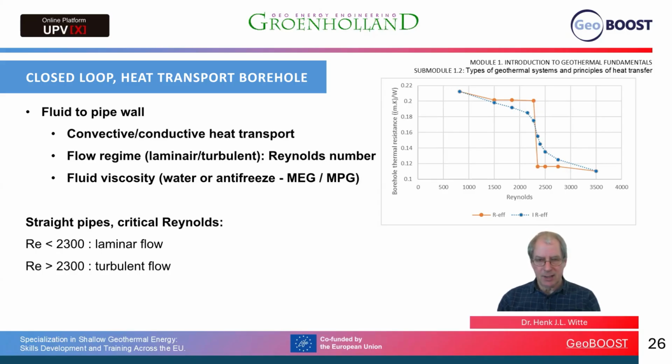You can imagine that the pipes, for instance, are never fully straight. They move around in the borehole a little bit, causing already turbulent puffs in the pipes at lower Reynolds numbers. So this is something to be aware of in your design, that you're not very near the critical Reynolds number, because then there is a change from laminar to turbulent, which affects the design quite significantly.